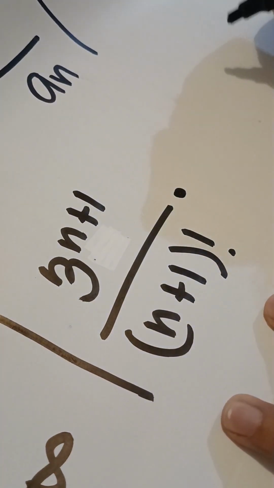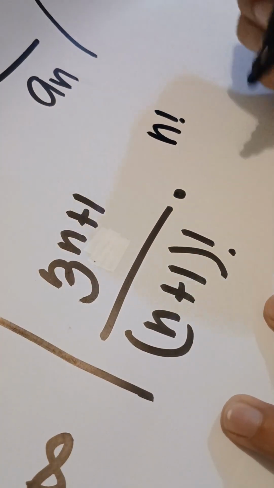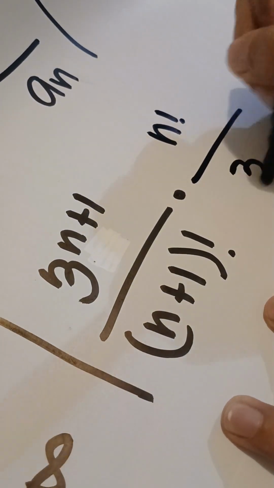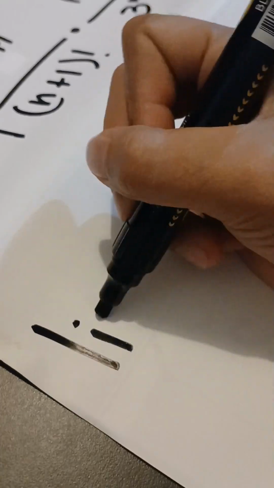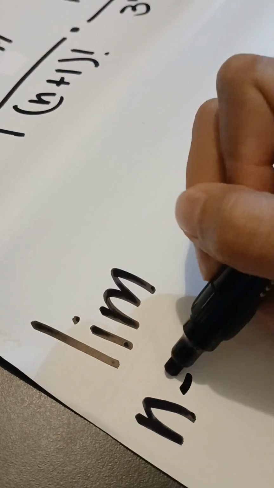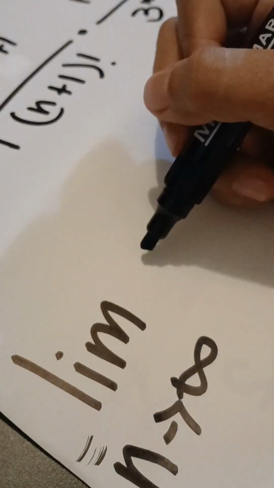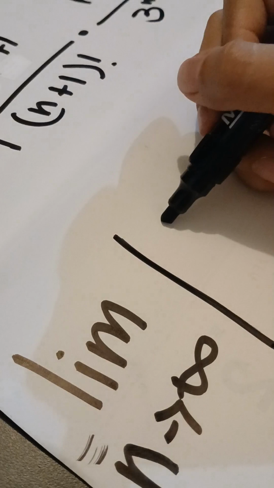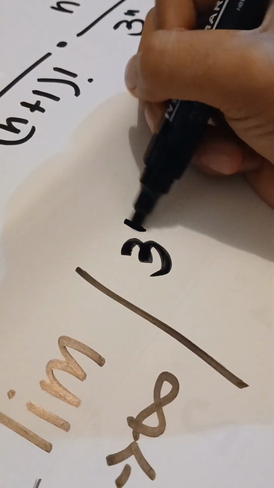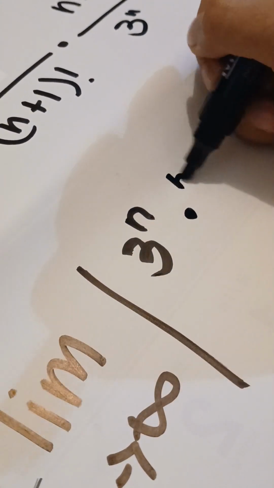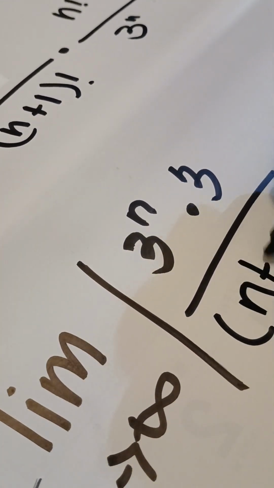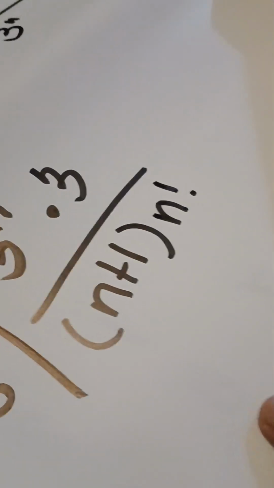Now, we're going to simplify the absolute value of 3 raised to n plus 1 over the quantity of n plus 1 factorial times n factorial over 3 raised to n. Now, we're going to have 3 raised to n times 3 over the quantity of n plus 1 times n factorial, then times, let's copy the n factorial over 3 raised to n.